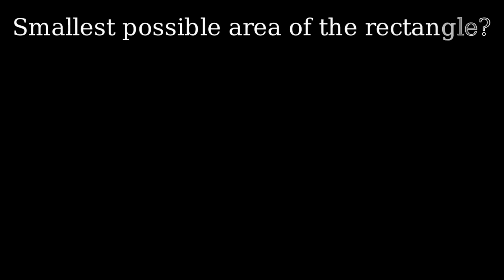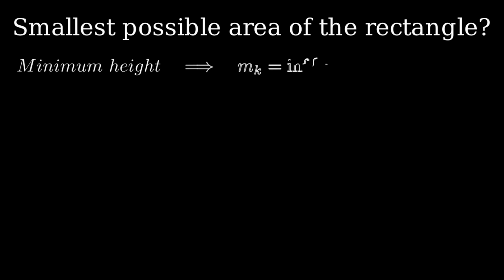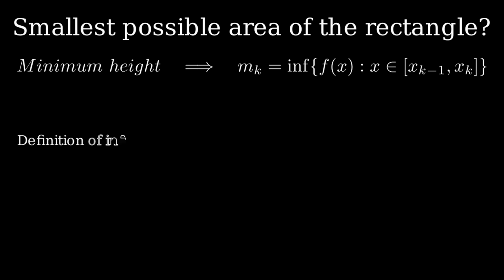The same reasoning can be replicated to find the smallest possible area of the rectangle. To do this, we have to look for the minimum possible height, denoted by lowercase mk, which will be characterized by the infimum. By taking the infimum of the set f of x such that x is in our interval, we assure that the height will be indeed minimum. Recall that an infimum is defined as follows.